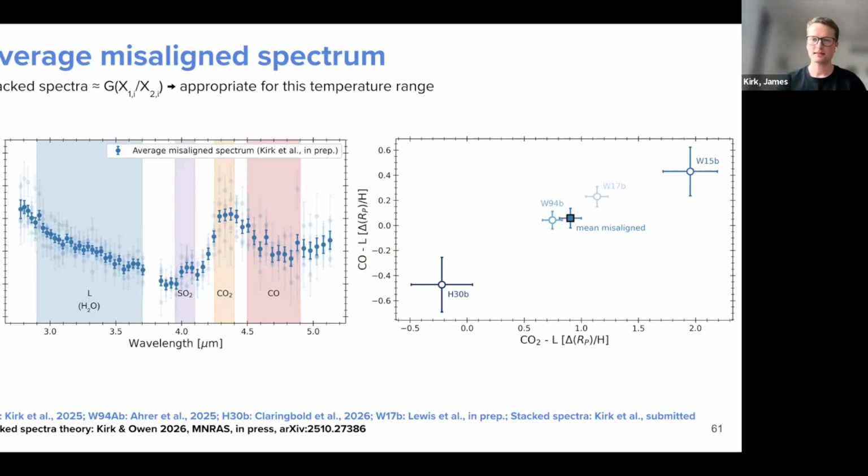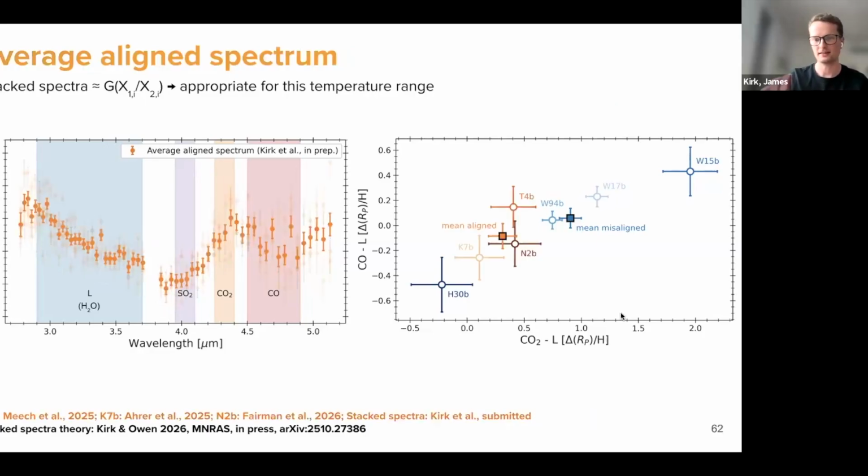And you can see that the misaligned planets are quite spread out in this color space, mostly owing to their variation in their CO2 absorption strength relative to their water absorption. But of course, we're interested in how this compares to the aligned planet spectra. So I can add now the aligned planets to this color space.